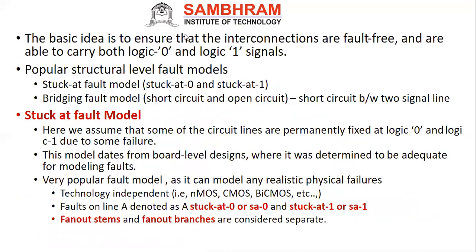The basic idea is to ensure that the interconnections are fault free, and are able to carry both logic 0 and logic 1 signals. Like the interconnection, that is a wiring. Just assume like this only: the wire is able to carry the logic 0 and logic 1 signals.